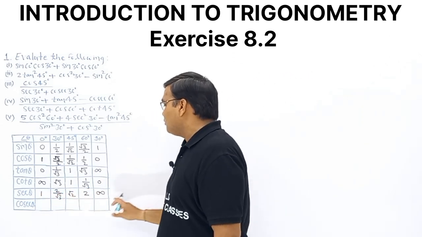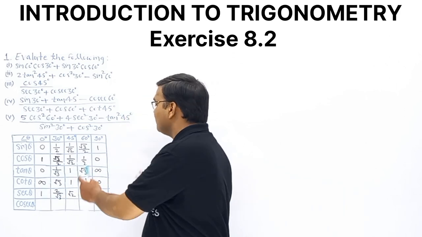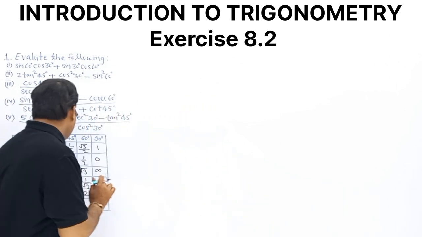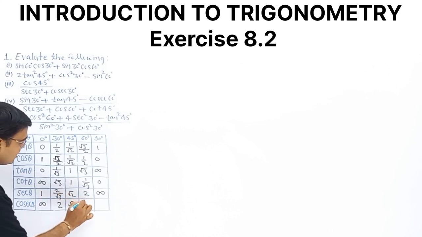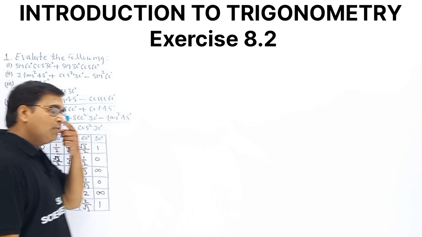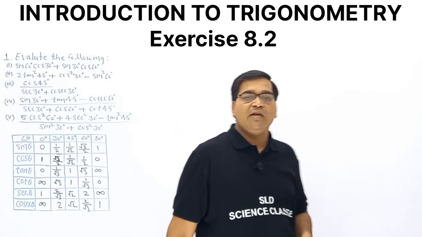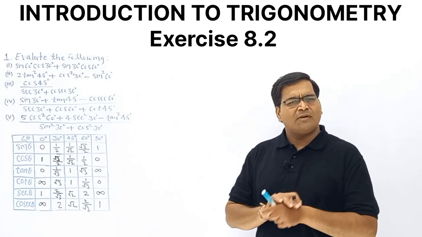Now sec theta varies from 1 to infinity, but cosec theta varies from infinity to 1. So we will reverse this data. Infinity will be there, this will be as it is, and the remaining will be there. In this way, once we know the values of sin theta, we can complete this table without any problem.